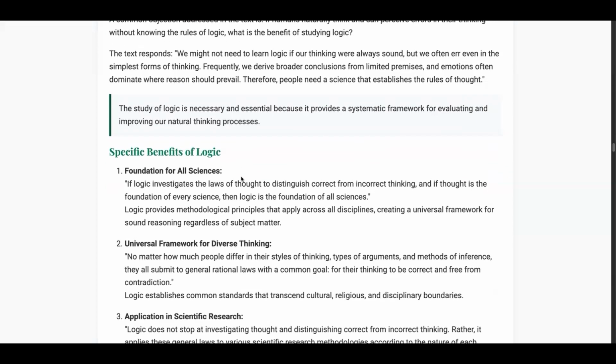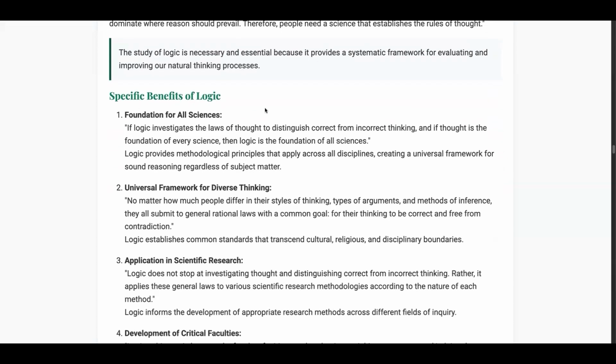What are some of the specific benefits? Number one, it's the foundation of all science. If logic investigates the laws of thought to distinguish correct from incorrect thinking, and if thought is the foundation of every science, then logic is the foundation of all sciences. This is, by the way, a logical syllogism.